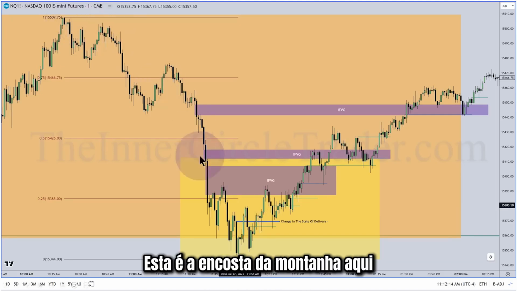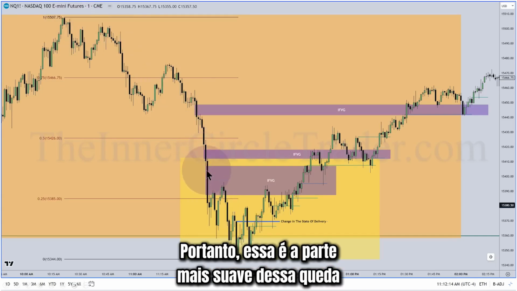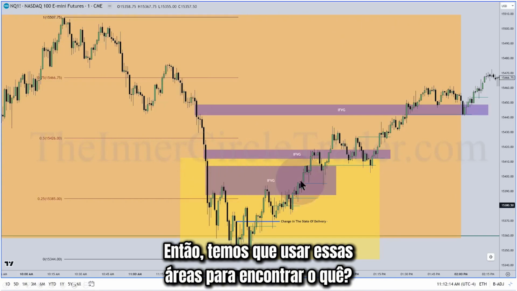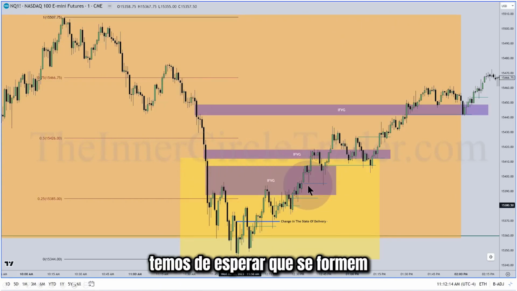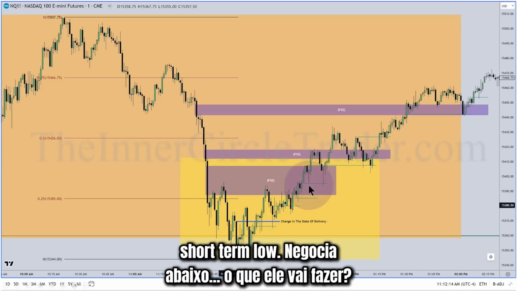This is the mountainside here. And this is the most sheer drop off. So this is the smoothest part in that drop off. So we have to use these areas to find what? Footing. There's little pockets. We have to wait for them to form. That means consequent encroachment, short-term low, trades below.